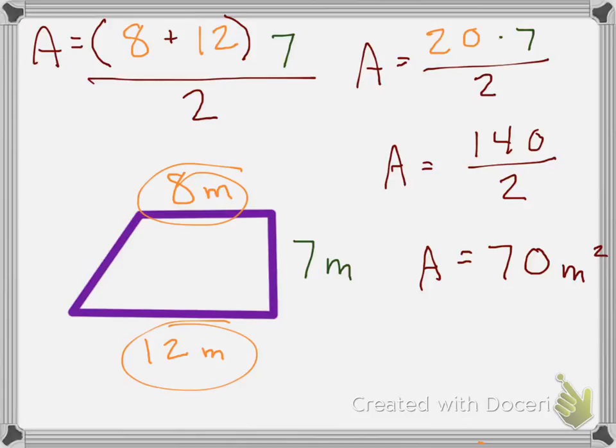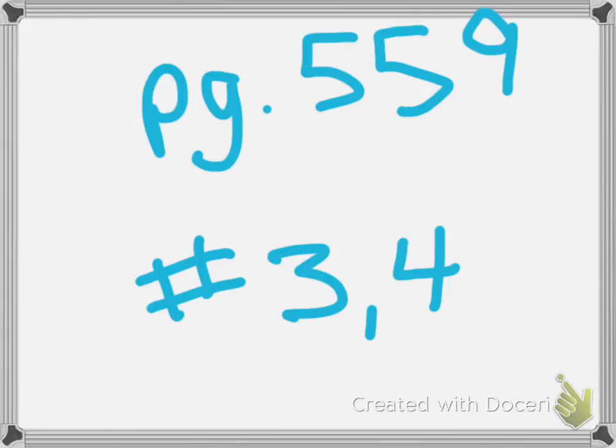Now, if you look back at page 559, you're going to see 2 examples, numbers 3 and 4, which you're going to do just like I did these past examples. You're going to do these with a partner, and then Mr. Lovering is going to call a couple people up to show the class how they found the area of those trapezoids. Again, best of luck to you.